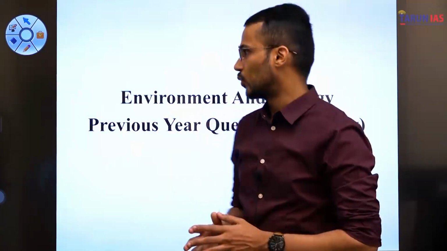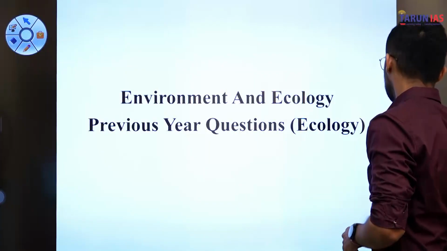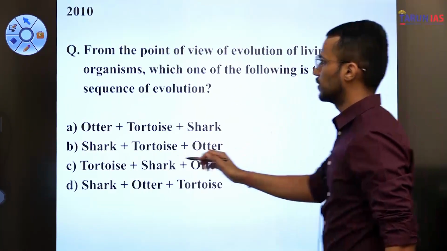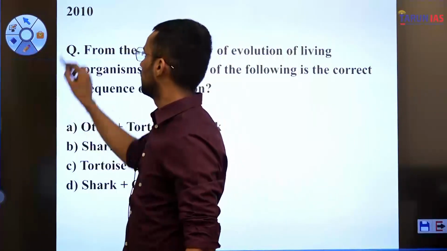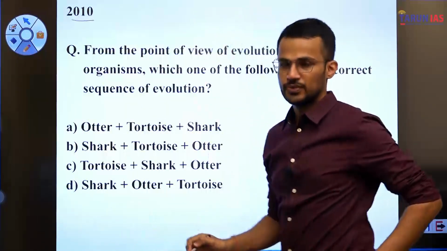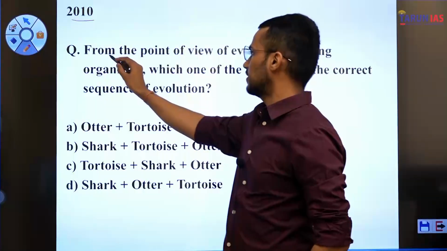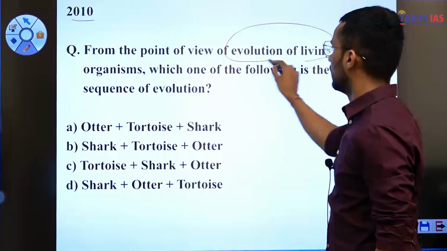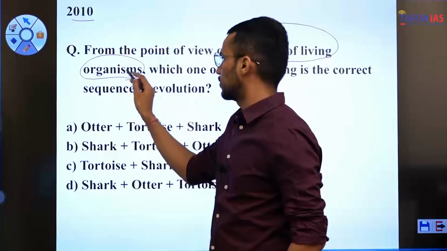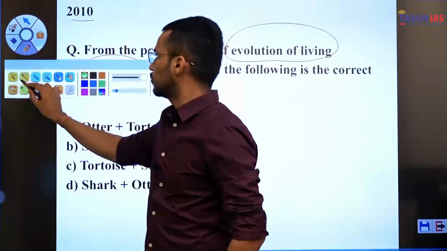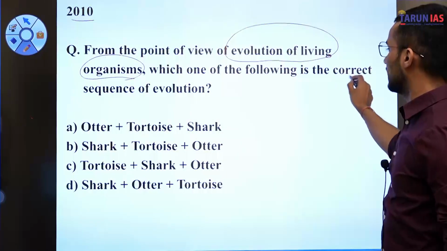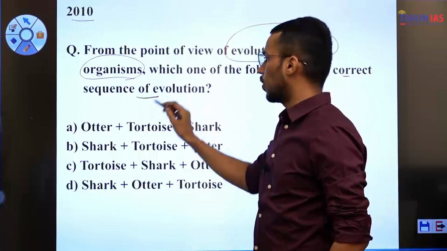Firstly, the question that we are going to discuss is from the ecology section. The first question is from the year 2010. Let us discuss it from the point of view of evolution of living organisms. So this question is about the evolution of living organisms. Which one of the following is the correct sequence of evolution?